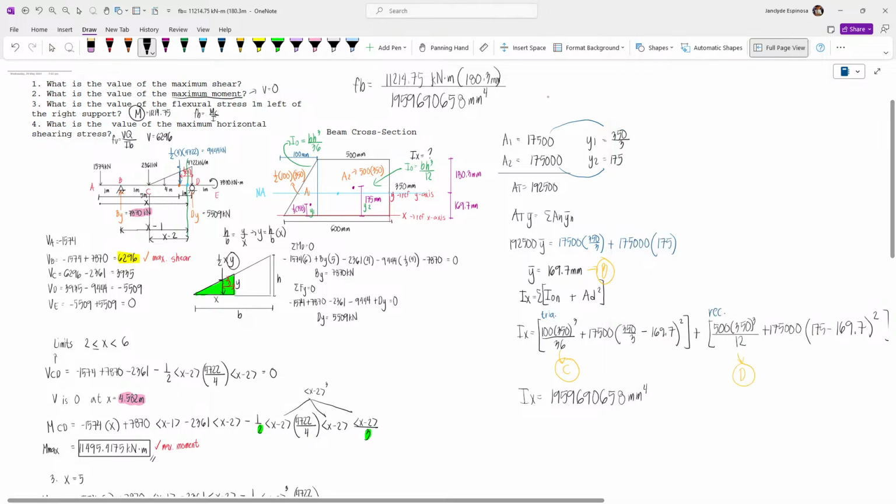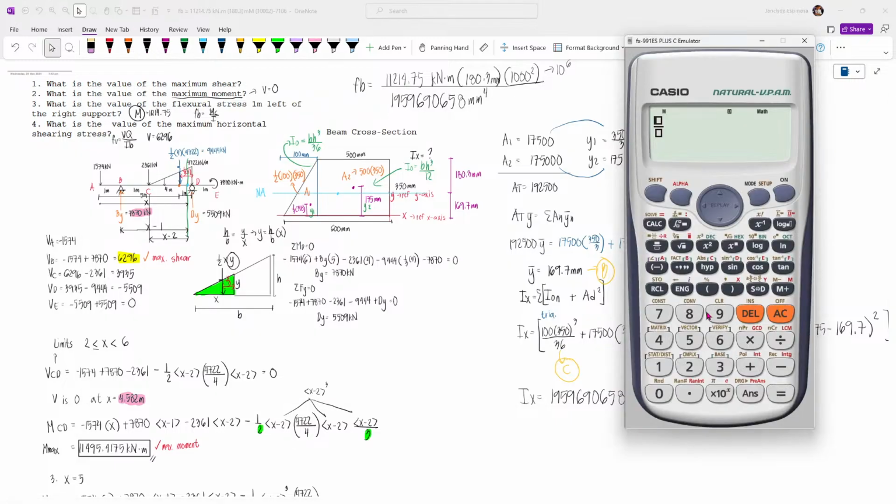Again ha, KNM pa na siya. Convert na to ang KN into newtons and ang meter into mm. Times na to 1,000 squared. Or pwede ra po din siya 10 to the power of 6. So 11214.75 times 180.3 times 10 to the power of 6 para mubo ang keystrokes.